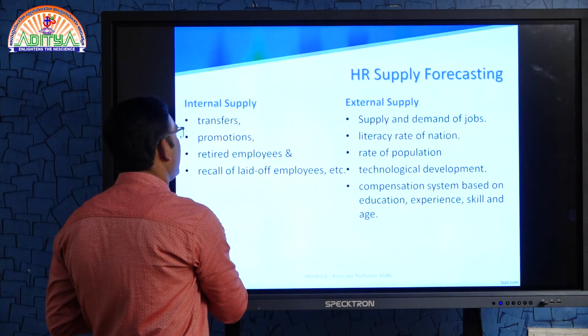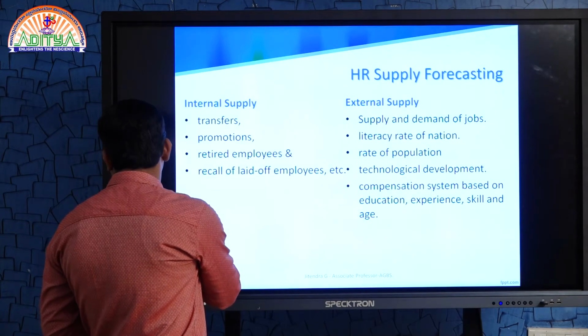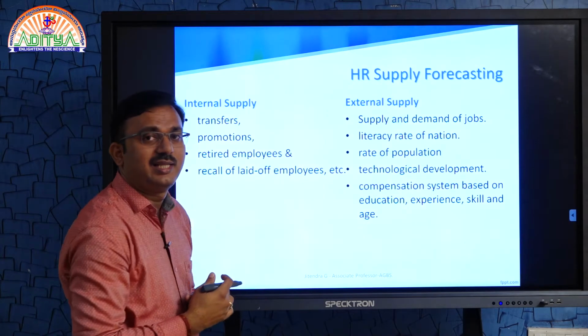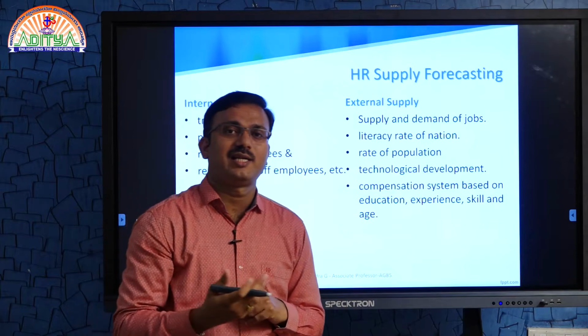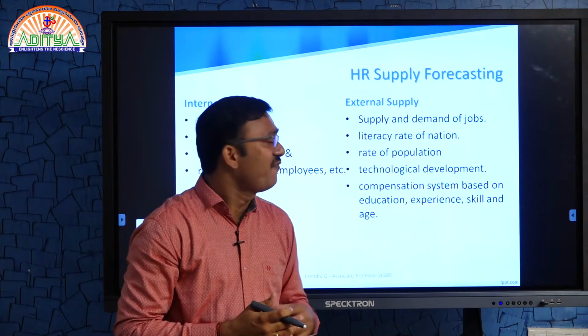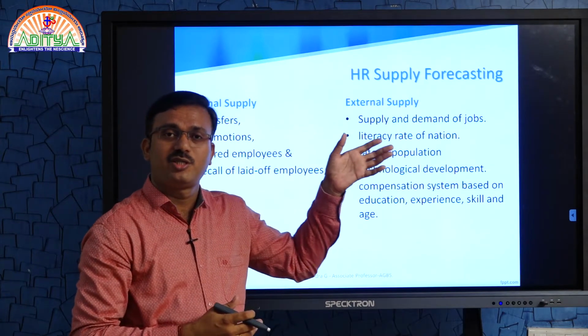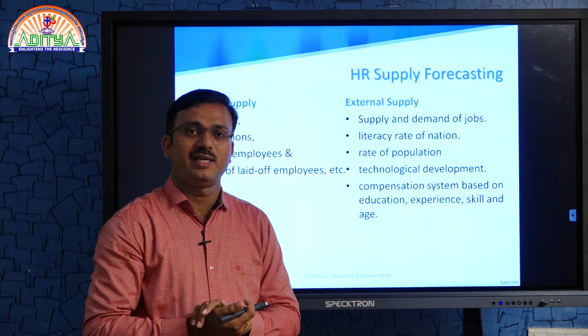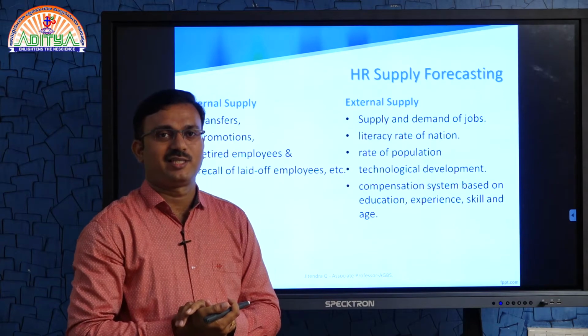And the last technique is, already we have seen the other techniques, those are statistical methods or even trend analysis. And after human resource demand forecasting, next we will see HR supply forecasting.